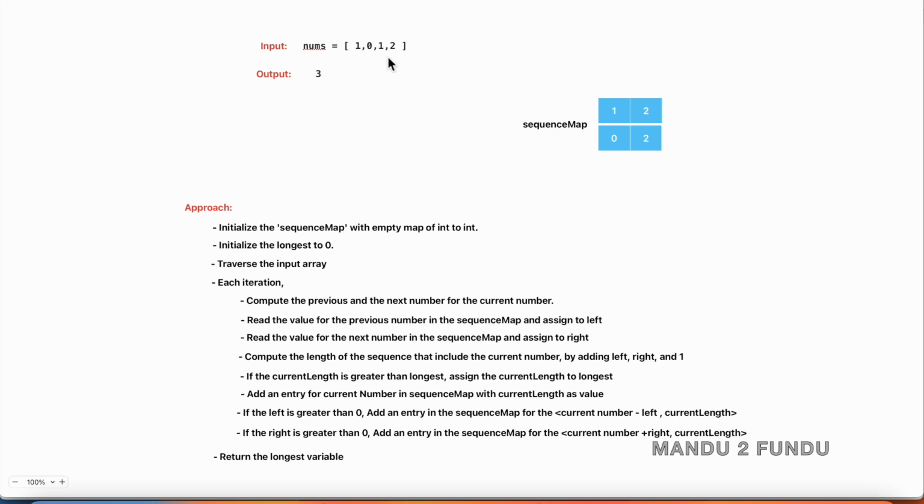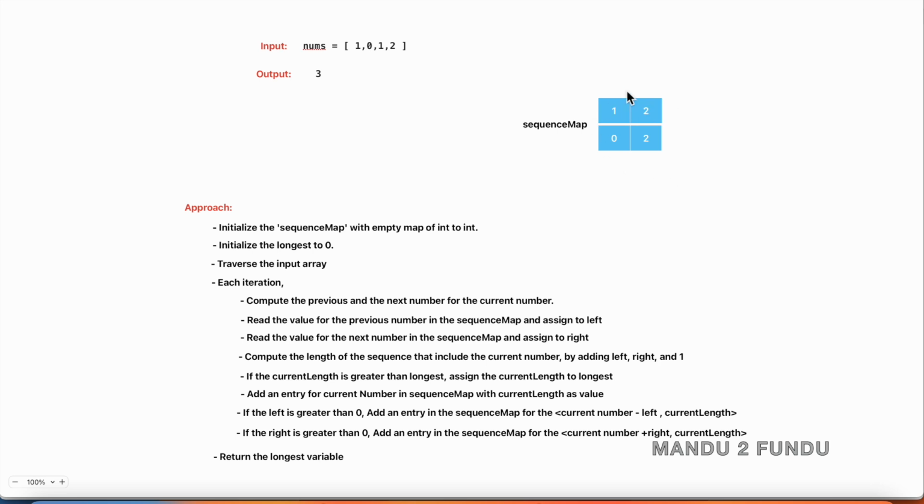So the given input array is not sorted, so we cannot easily check whether the adjacent numbers are consecutive numbers. So we need some other data structure to check whether the current number has its neighbor already present in the input data. For that we can use the map data structure.